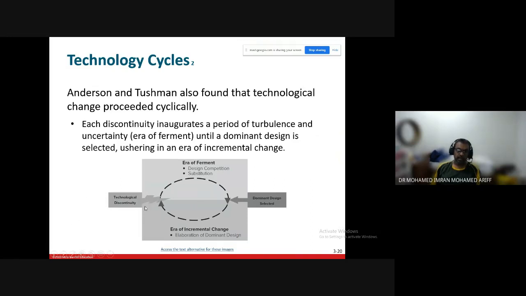Let's say you come up here and this is the end of the plasma TV or LCD TV. And then daripada sini, pusingan ini actually going to the LED TV. So when it goes through the LED TV process, before it comes to the discontinuity, it goes through these three or two eras: design competition and substitution, and it goes into the elaboration of the dominant design. Okay, dominant design. So what does that mean? That means because we have stopped in LCD, now we are moving to the LED TV again.